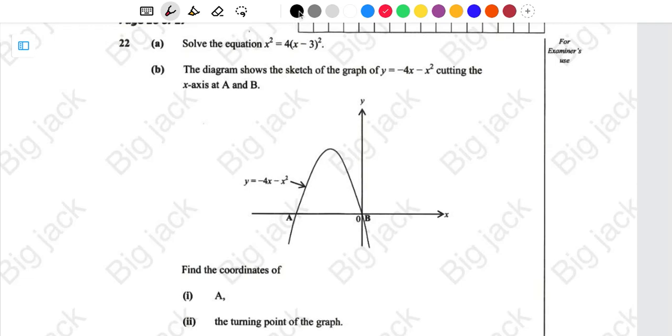Right, so let's also try to answer question 22. It is saying solve the equation x to the power 2 is equal to 4, open bracket, x minus 3, then close the power 2. So to answer this question, we have to square both sides. Okay, so we have to square both sides.